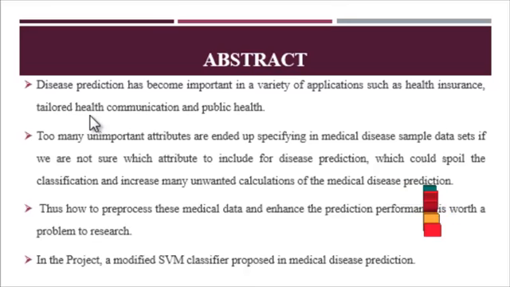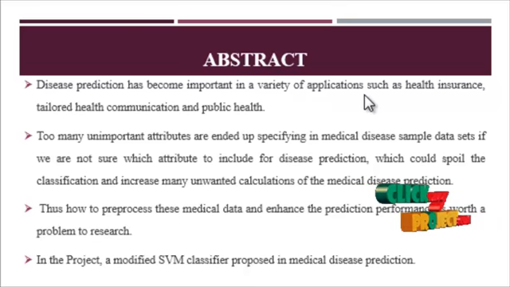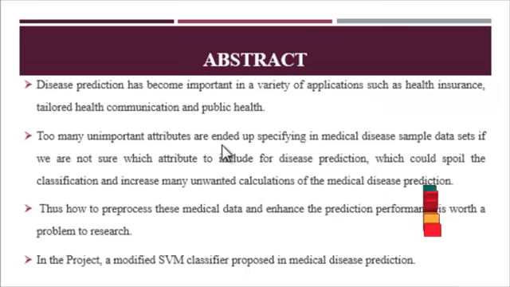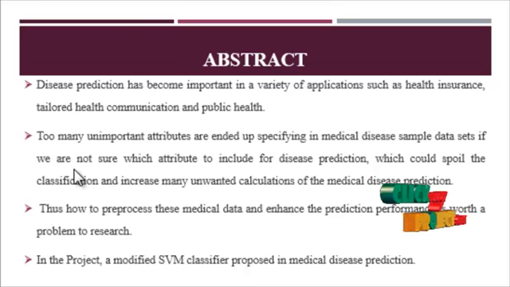Our project abstract: disease prediction has become important in a variety of applications such as health insurance, tailored health communication and public health. Too many unimportant attributes end up being specified in medical diseases. Sampling the dataset when you are not sure which attributes to include in disease prediction could spoil the classification and increase the many unwanted calculations. Thus, how to pre-process the medical data and enhance the prediction performance is the problem of our research.